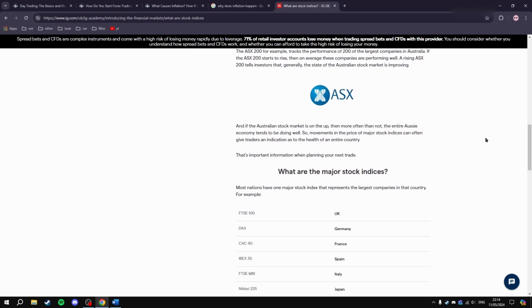And if the Australian stock market is on the up, then more often than not the entire Aussie economy tends to be doing well. So movement in the price of a major stock indices can often give traders an indication as to the health of an entire country.